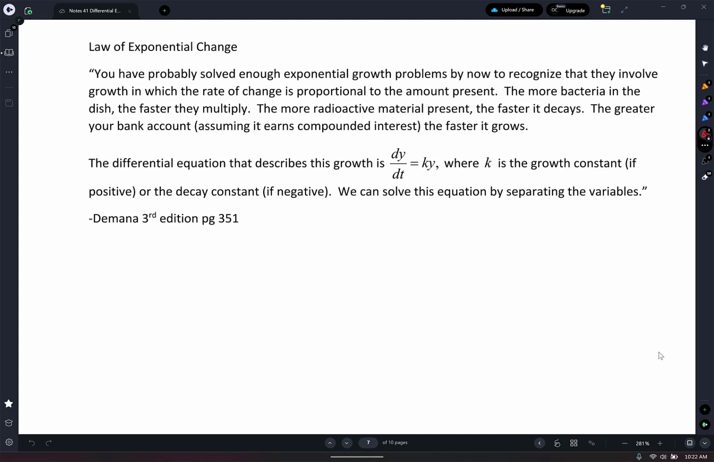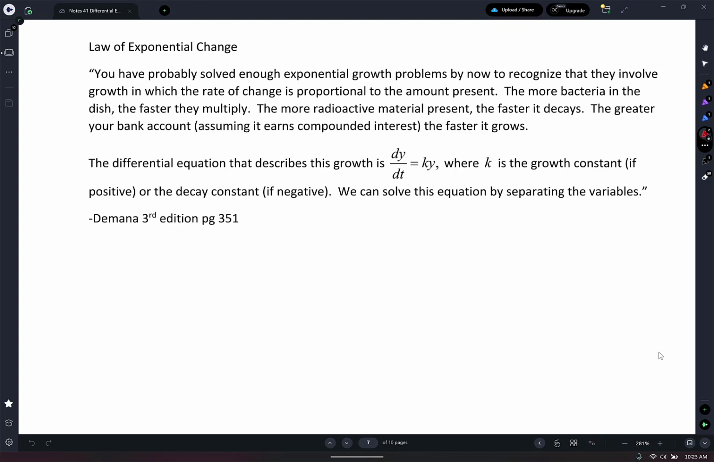The differential equation that describes this growth is dy over dt equals ky, where k is the constant growth, if positive, or the decay constant, if negative. You can solve this equation by separating the variables. I do understand, but I don't know if you guys get how important this one equation is. It transcends so many topics.